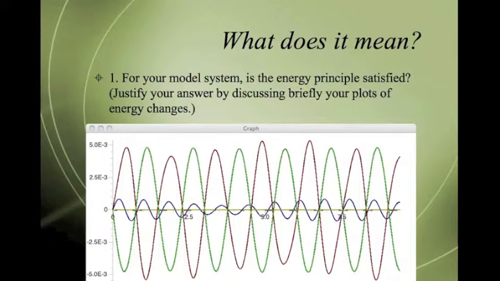What does it mean? For your model system, is the energy principle satisfied? Yes, it is, because we concluded earlier that delta E would equal 0, and this yellow line represents delta E, which is the total of all of the energies added together. The blue line equals the kinetic energy. The green line is the gravity potential energy, and the red line is the spring potential energy.